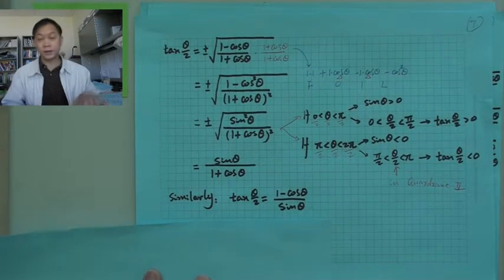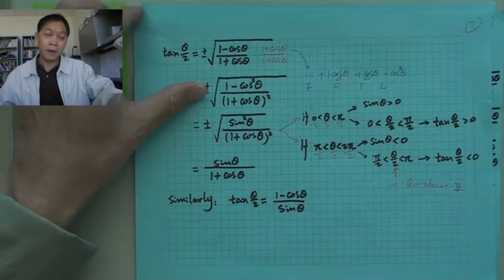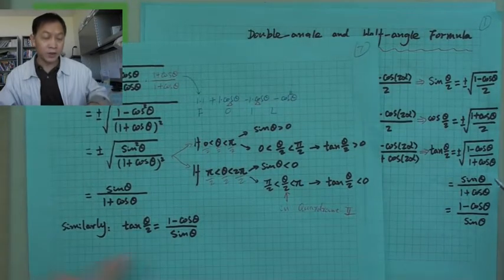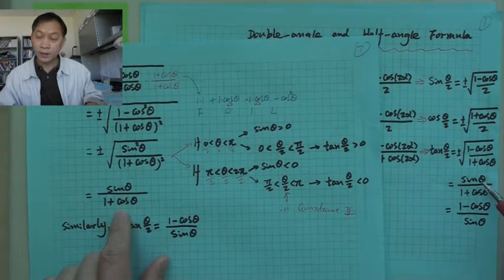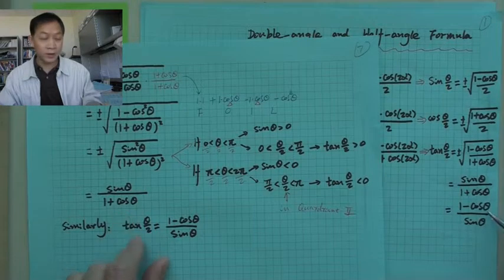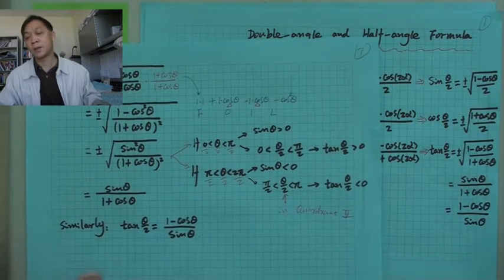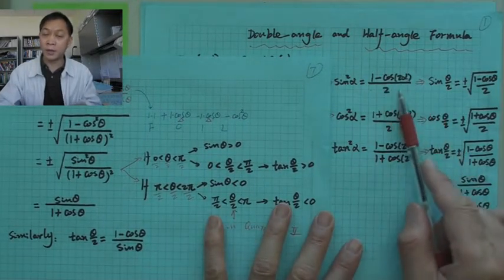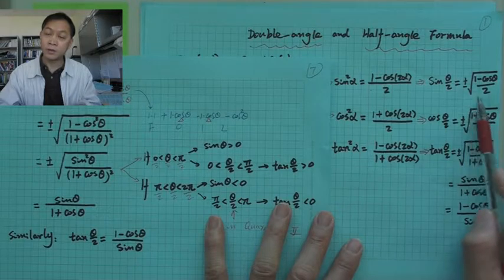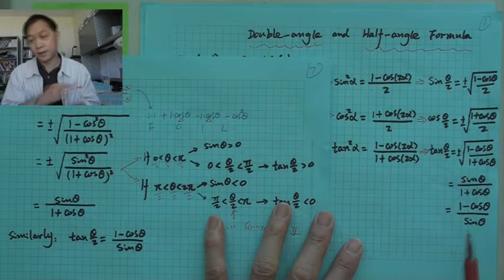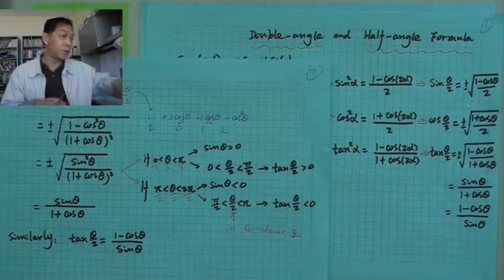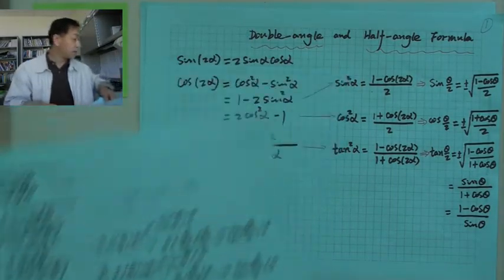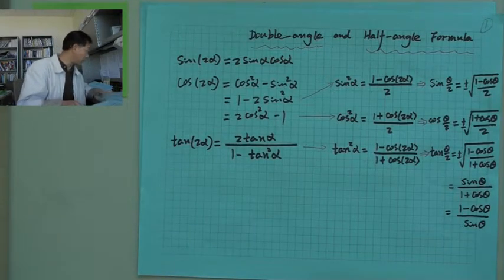Now we are ready to do some applications, since we have all the forms we wanted. You see, sine theta over 1 plus cosine theta, and this one. So we will use half angle formulas here, these 8 of them, to look at some examples. All right. Now let's look at some examples.